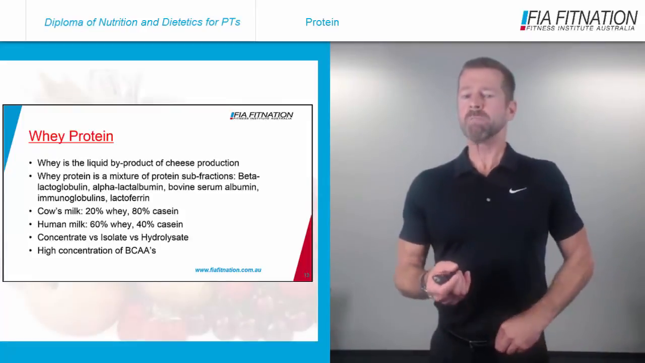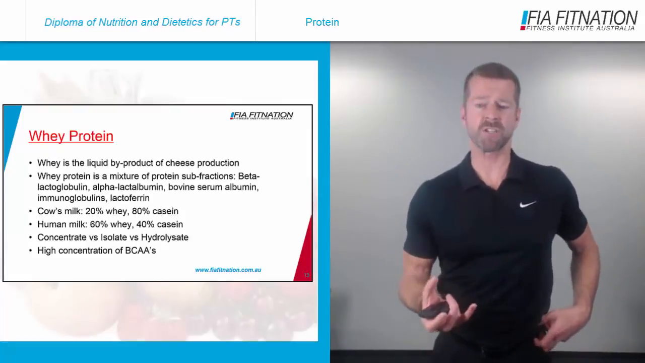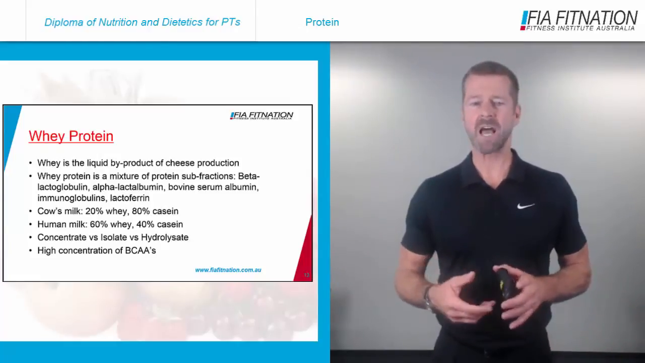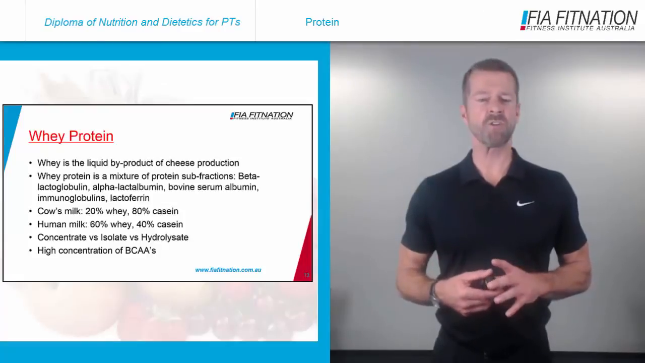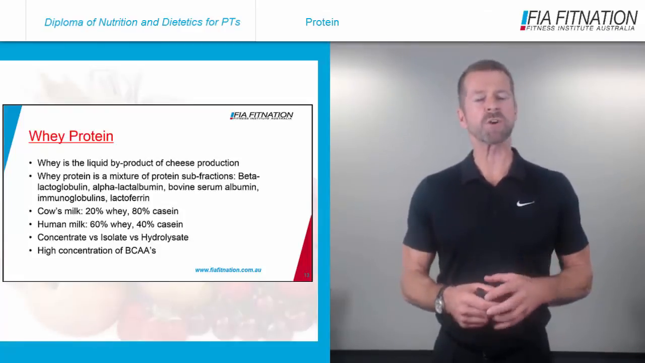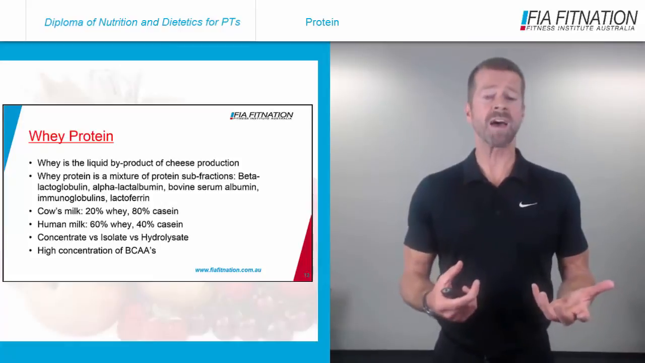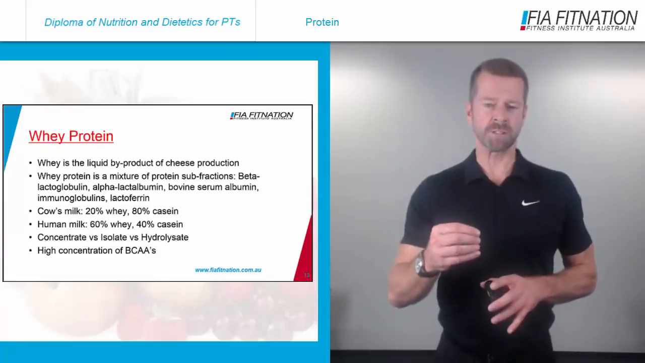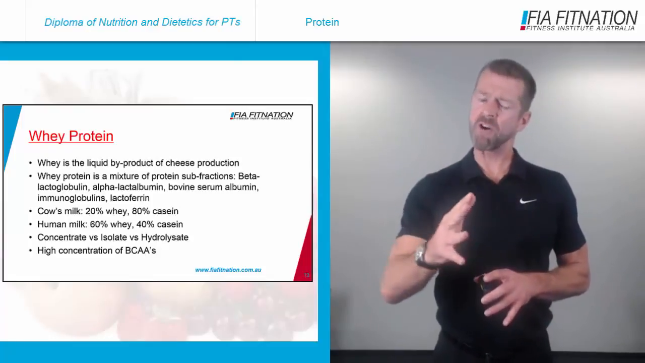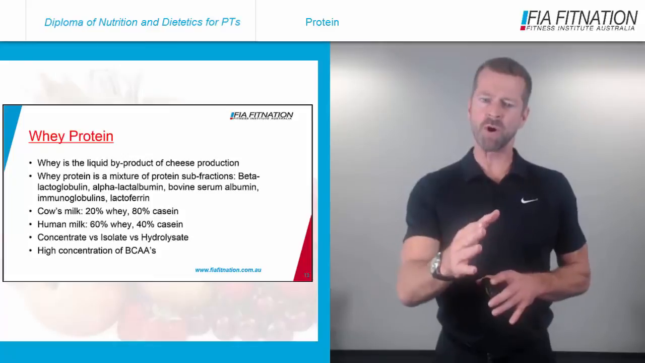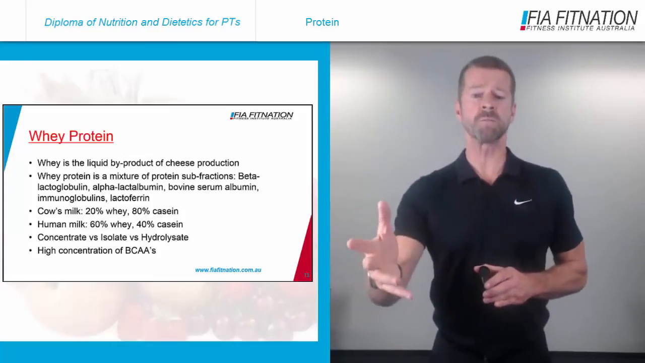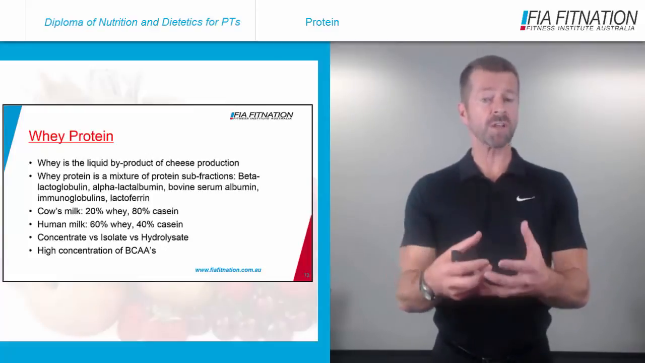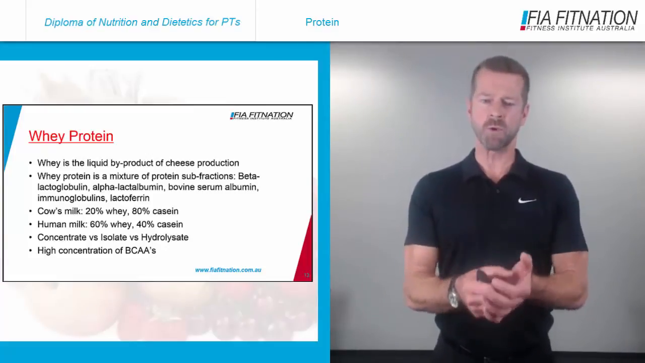So whey protein is a mixture of protein subfractions, and some of these subfractions are things like beta-lactoglobulin, alpha-lactalbumin, bovine serum albumin, and immunoglobulins, which are the antibodies that we have. Interestingly, in the first few days around birth, a couple of days before and a few days after birth, breast milk contains something called colostrum, which is very, very high in immunoglobulins.